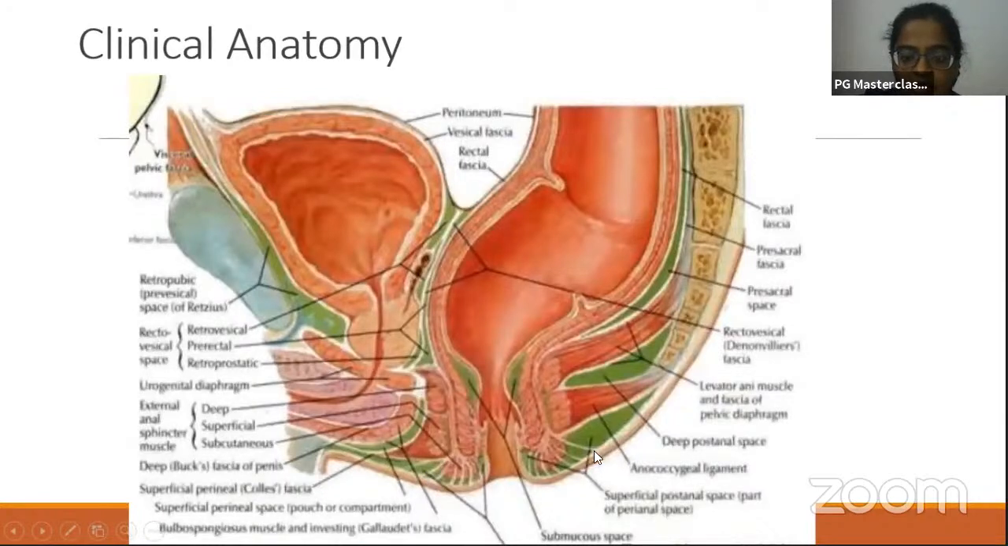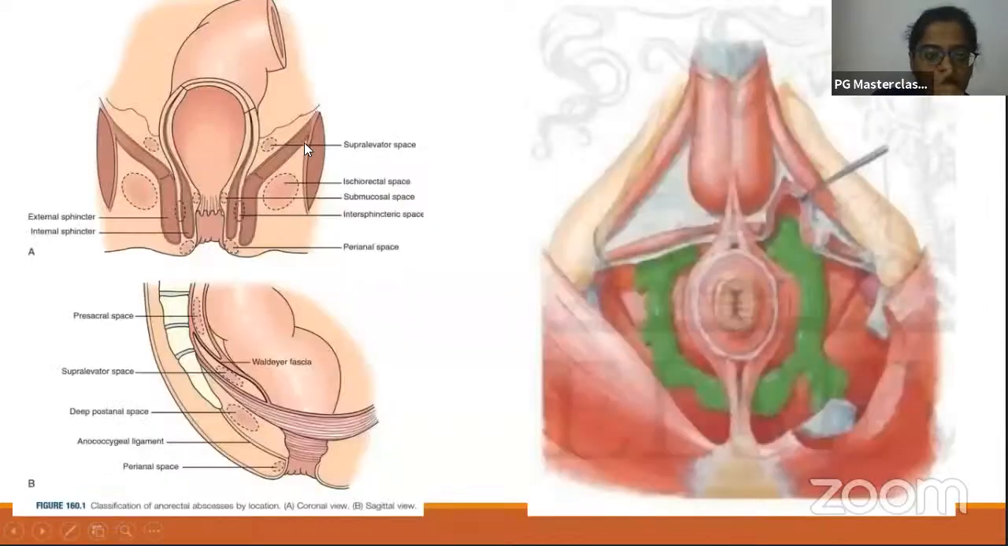This area is the perianal space, and posteriorly it is also known as the superficial postanal space. Above the anococcygeal ligament and below the levator ani is the deep postanal space. And above the levator ani is the supralevator space. I have another slide to describe the spaces.